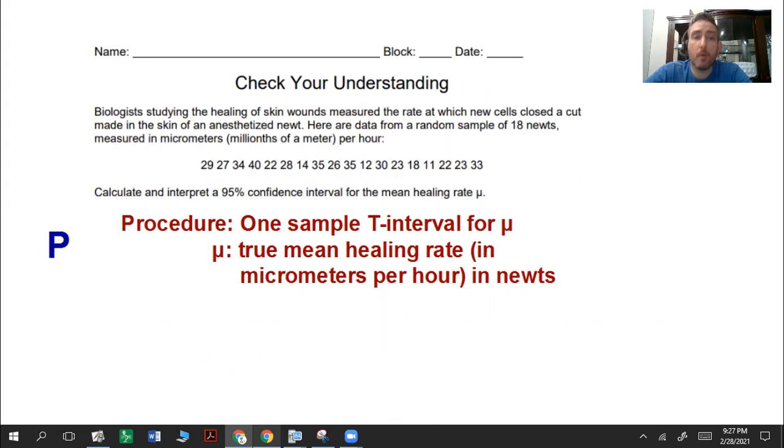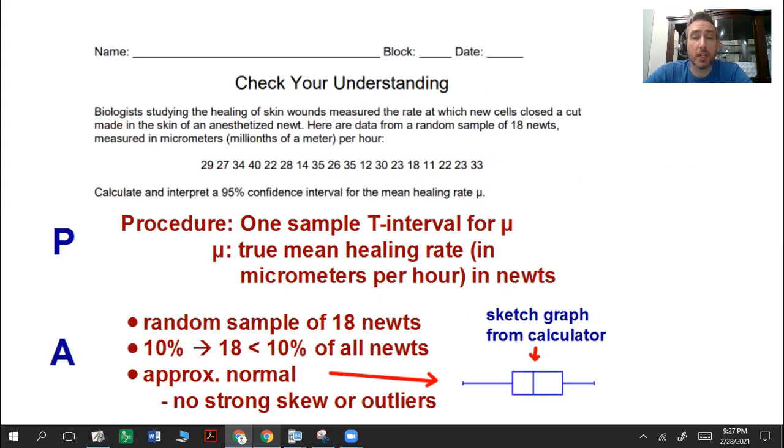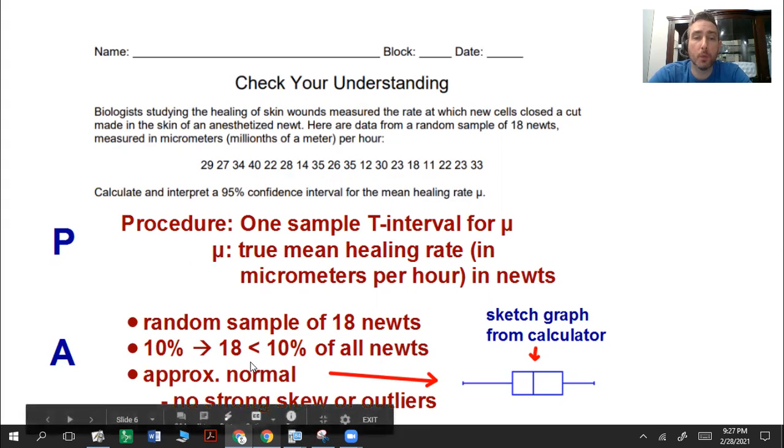So as far as writing, we want to make sure we say one sample t-interval for mean. Mu is the true mean healing rate in micrometers per hour in newts. We want to check our conditions. So we got random, 10%, and normal. Random, it was a random sample of 18 newts. 10%, we can assume 18 is less than 10% of all newts.